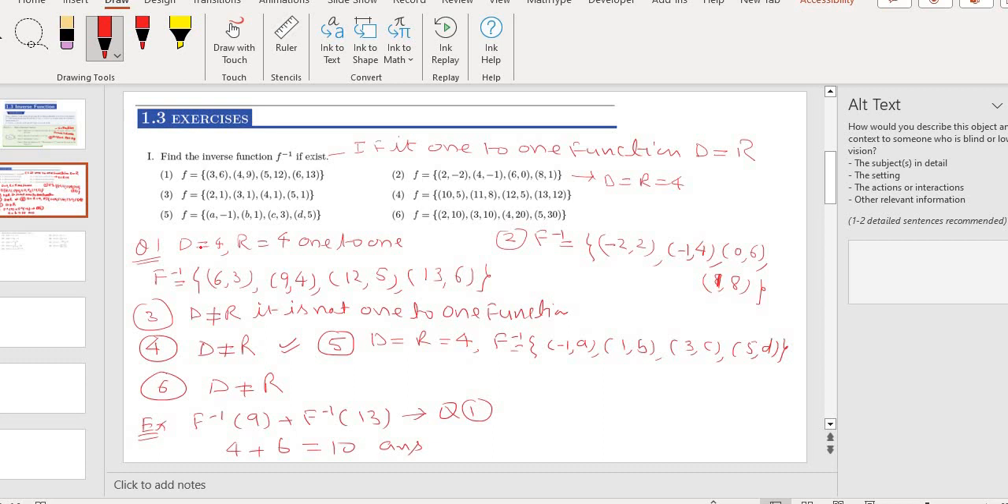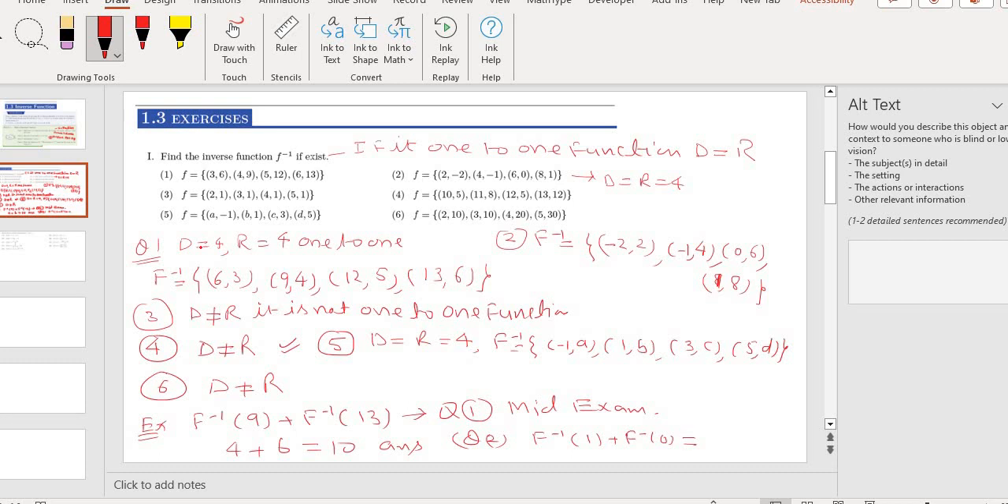Even though this type of question is not available in this handout, this type of question was asked in the mid exam. So you can write like that one. For example, question number 2. For question number 2, find F inverse of 1 plus F inverse of 0.